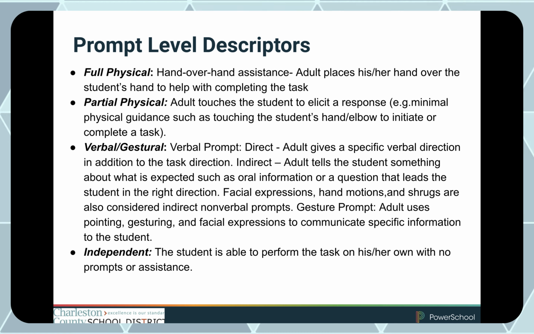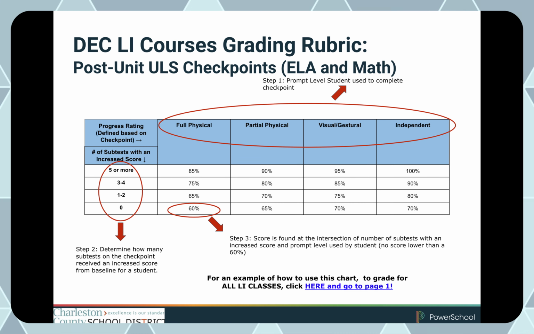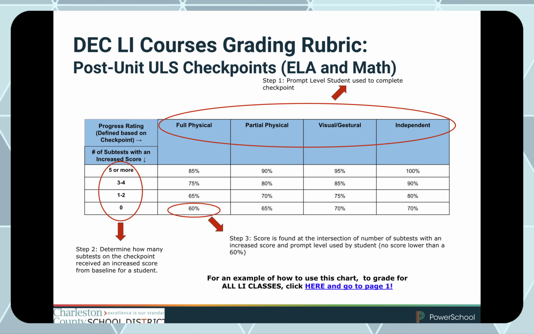Now that we've reviewed the prompt level descriptors, let's take a look at the basics of using the rubric for grading ELA and math ULS checkpoints. On this screen, you'll see an example of the rubric that lists the prompt descriptors on the top, on the x-axis, and on the y-axis, you'll see the number of subtests. When grading an assignment, the first thing you will need to do is choose which rubric to use based on the type of assessment given.